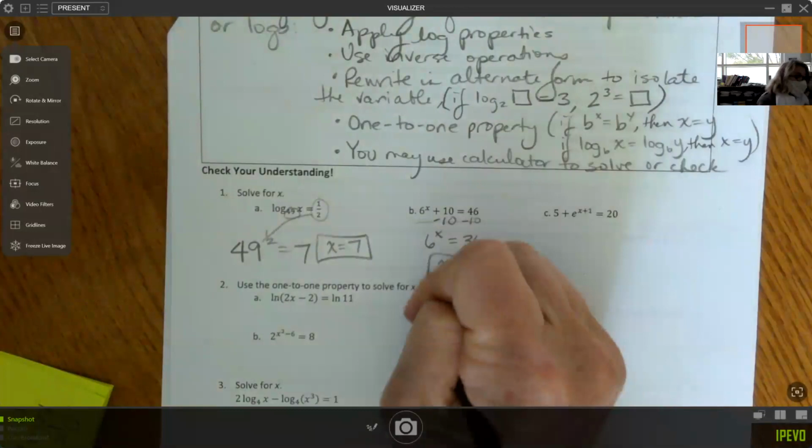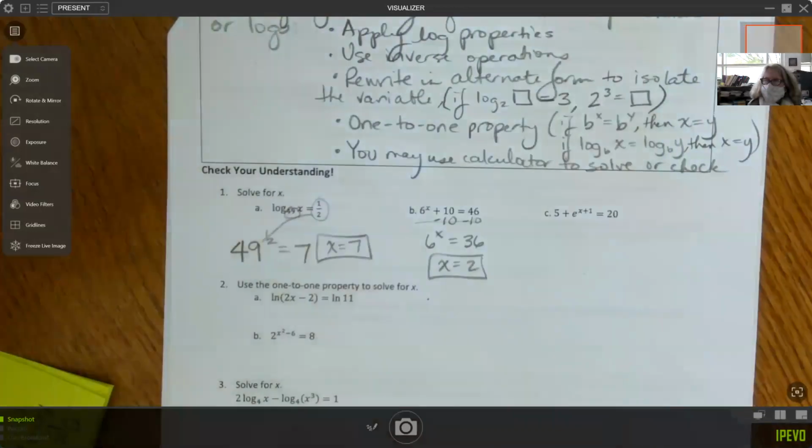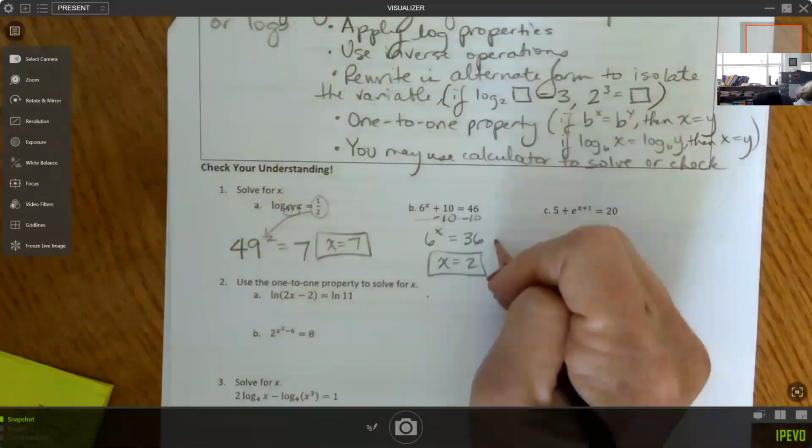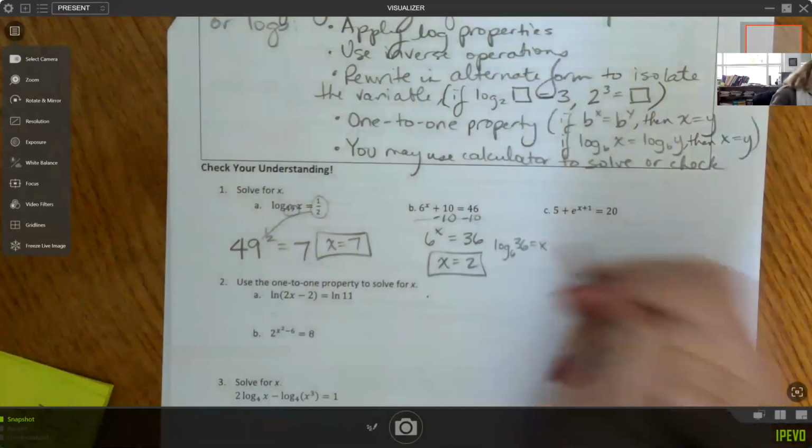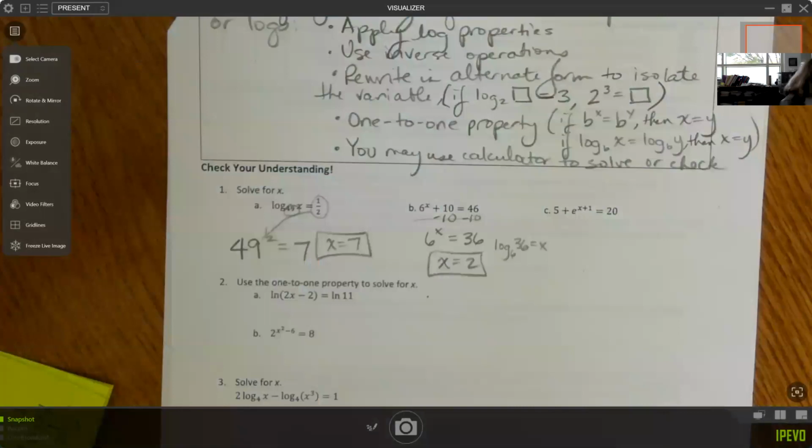Okay, so at this point, you could say log base 6 of 36 equals what? But I think this one's friendly enough that for most people, it's kind of easier to say 6 to the what power equals 36, right? But again, you could rewrite it. Log base 6 of 36, right? And it's totally okay to do.